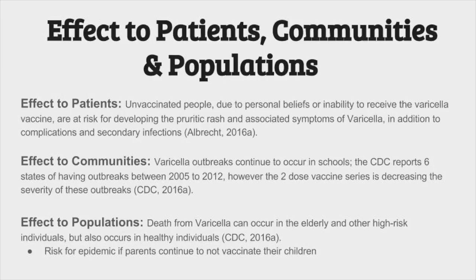The CDC reports 6 states of having outbreaks between the years of 2005 to 2012. However, the 2-dose vaccine series is decreasing the severity of these outbreaks. Death from varicella can occur in the elderly and other high-risk individuals, but also occurs in healthy individuals. There is a risk for an epidemic of varicella if parents continue to not vaccinate their children.